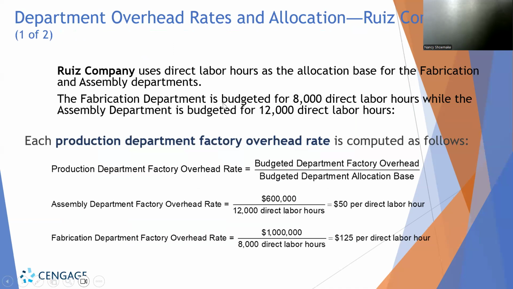So Ruiz uses direct labor hours as the allocation base for both those departments. The fabrication department is budgeted for 8,000 direct labor hours, while the assembly department is budgeted for 12,000 direct labor hours. So you see, in the assembly department, we're assigning only $50 per direct labor hour. But in the fabrication department, we're assigning $125 per direct labor hour.